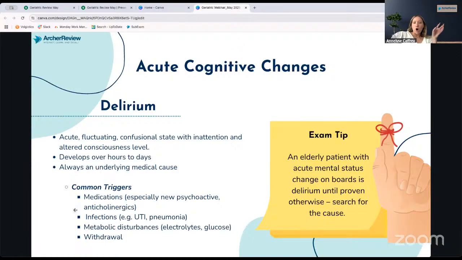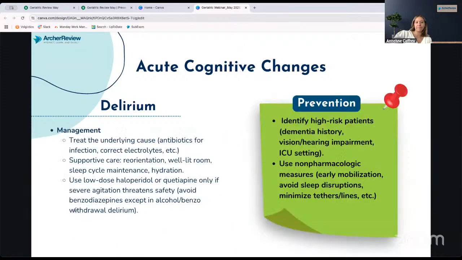So know that on your boards or in clinic, if you get an elderly patient with an acute mental status change, it is always delirium until we can prove otherwise. Unless I can prove that it's not an underlying cause, whether this is dementia or a psychotic break, something like that, it's considered delirium, and it needs to be treated. We need to find that cause.